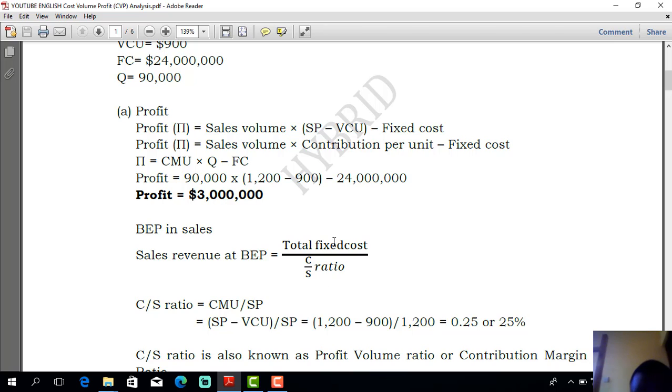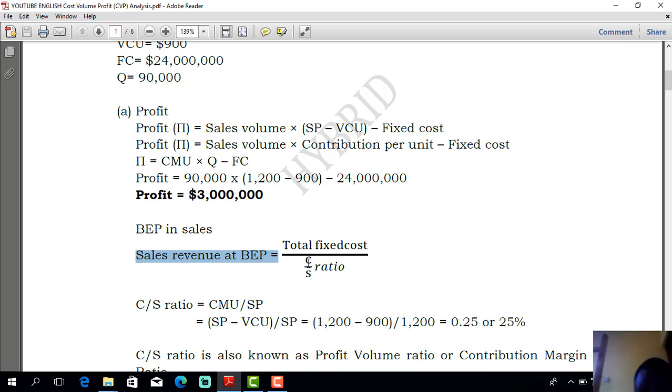So instead of coming up with this equation here, you can just come here at the top. Assume this profit was zero. Just put here 0 and then compute. If you put here 0, the sales revenue here would be the sales revenue at the break-even point. But this is a simplified formula. By simplified formula, you can use this one.